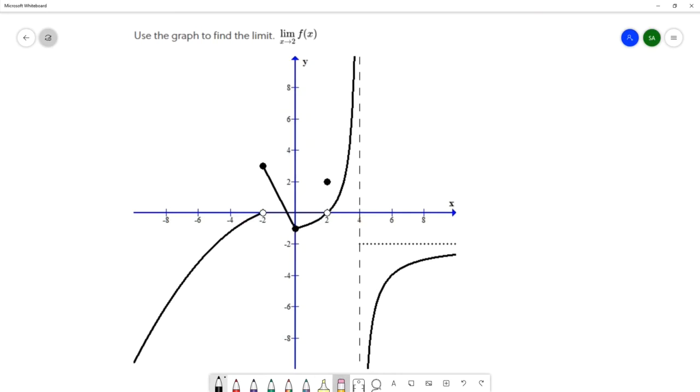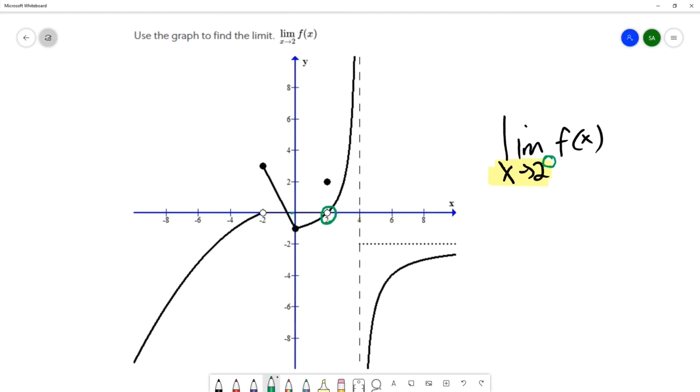On this question, we want to find the limit as x approaches 2 of f of x using the graph. So x approaching 2 is going to describe which portion of the graph to use. So we have an x value of 2 right here. This limit doesn't specify to approach 2 from below or above, so we need to approach coming from both directions.